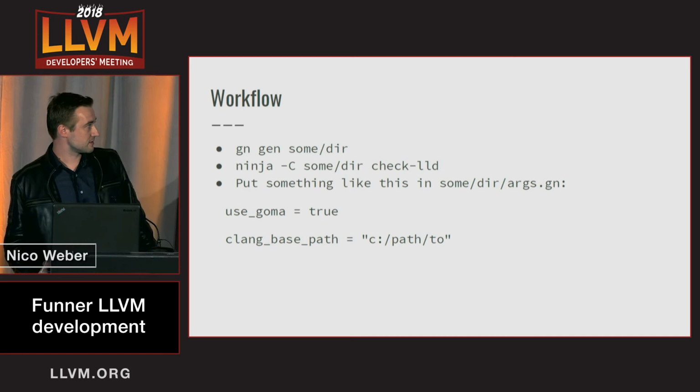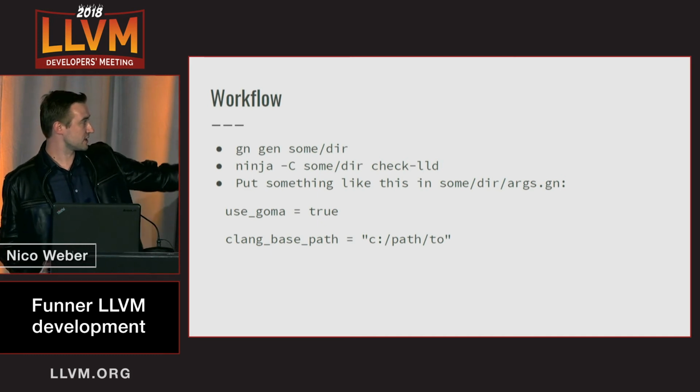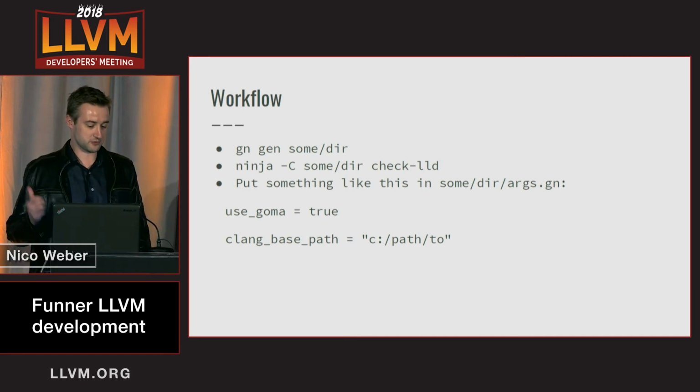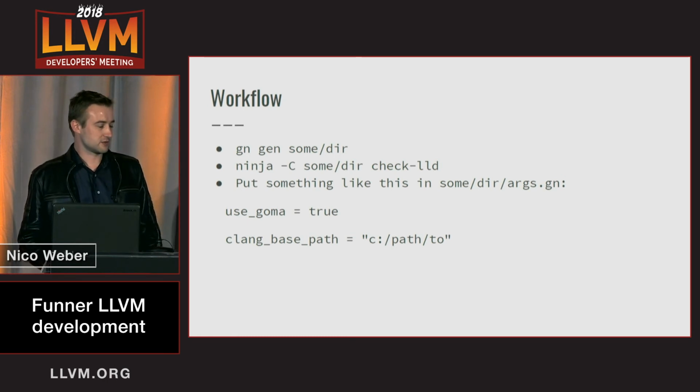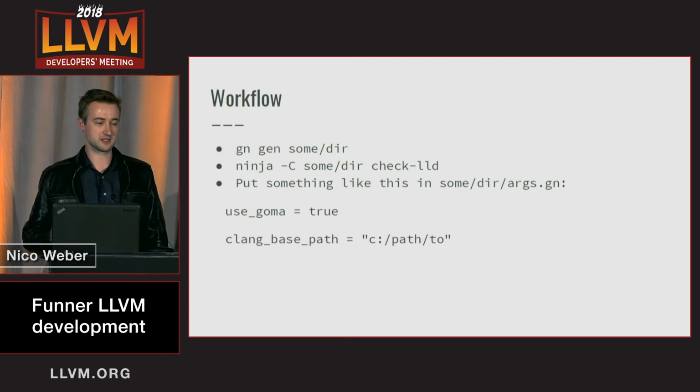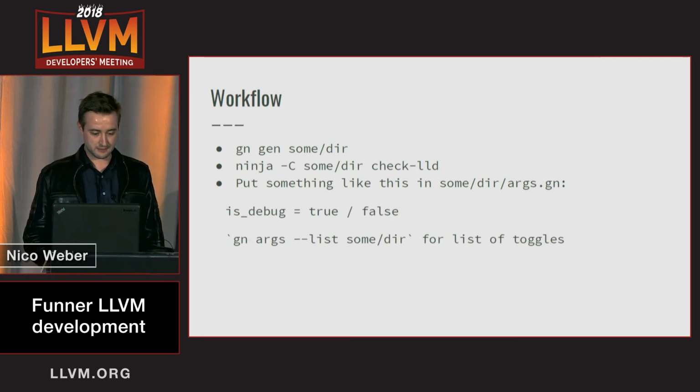And the configuration is much easier. There's this file args.gn where you can say use_goma equals true or clang_base_path equals something. And you can modify things in there and then just rebuild, and then GN automatically reruns with the new settings. So you can easily switch between debug and release, for example. Or if you want to have a second build directory, you can copy over these args.gn files.